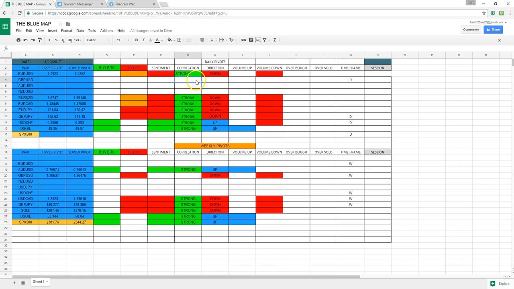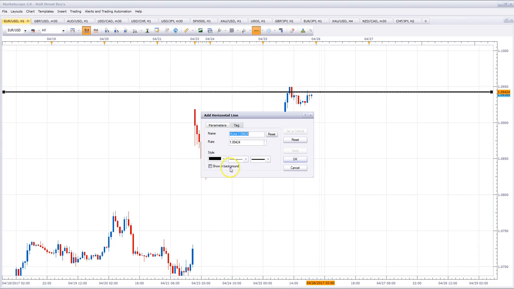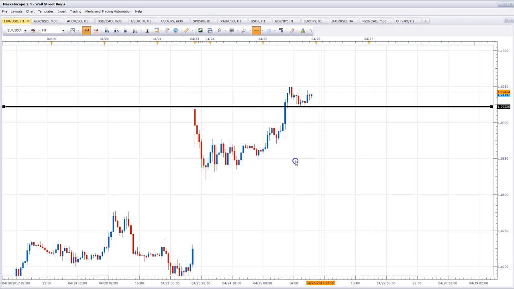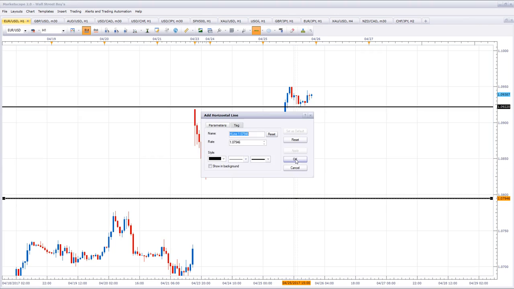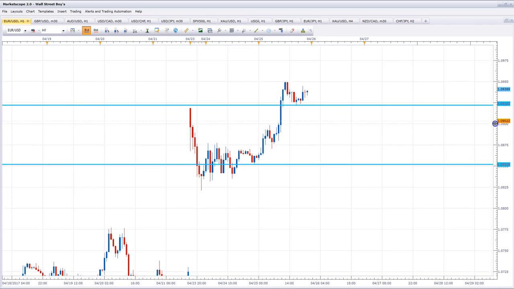Okay, so I'm going to go to my chart, the euro USD, and I'm going to draw these levels on my chart. Okay, so the upper pivot is 109.22, and the lower pivot is 108.52. Okay, you can choose any color you want, that's up to you guys. Now we have these levels.